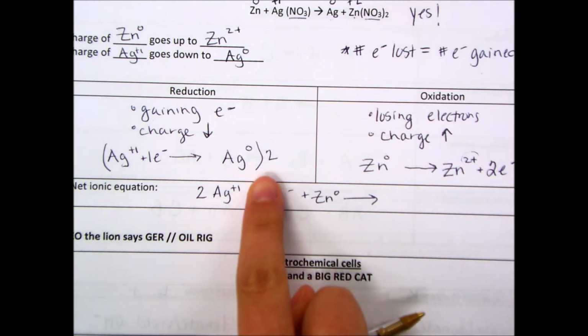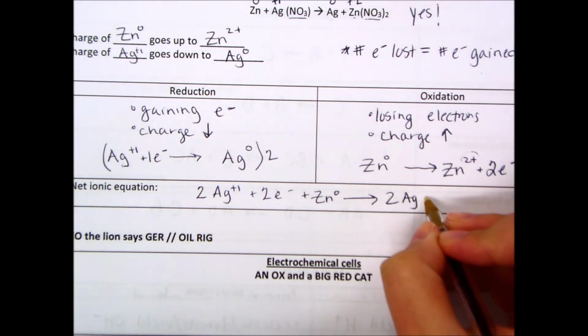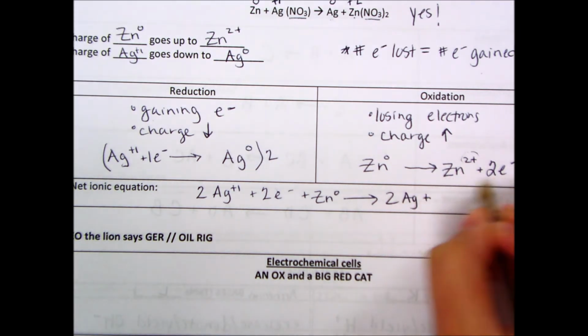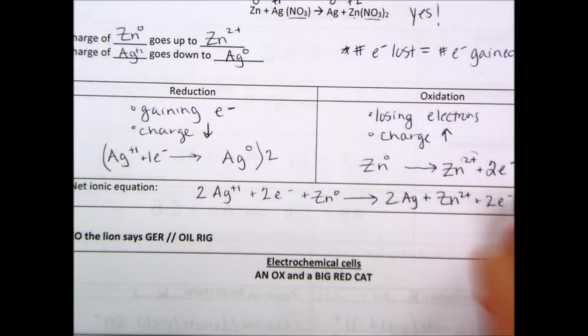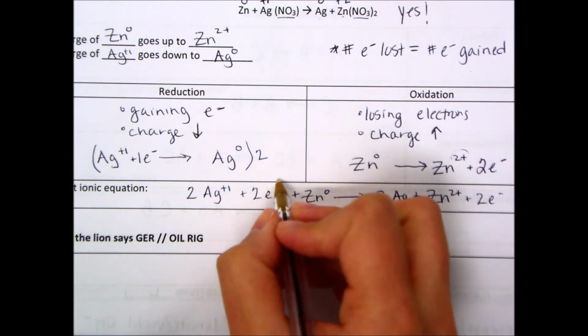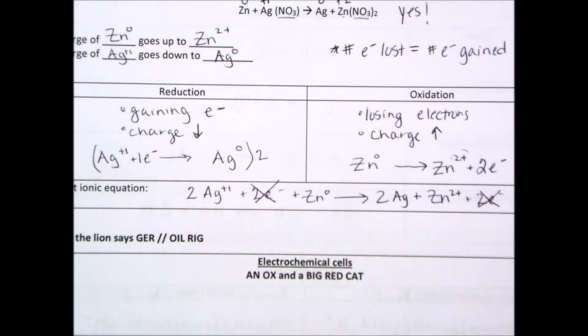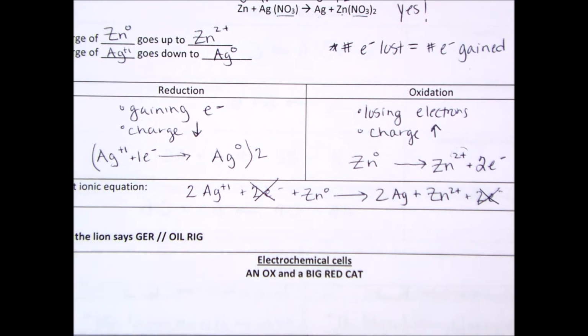Now I can look at my product side. I've got 2 silver atoms. And then what's left over here? The zinc ion and then 2 more electrons. Now that the electrons are the same on both sides, I can go ahead and cross those out. And what's left is my net ionic equation.